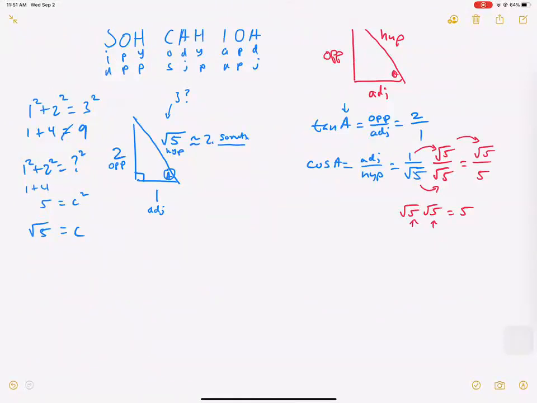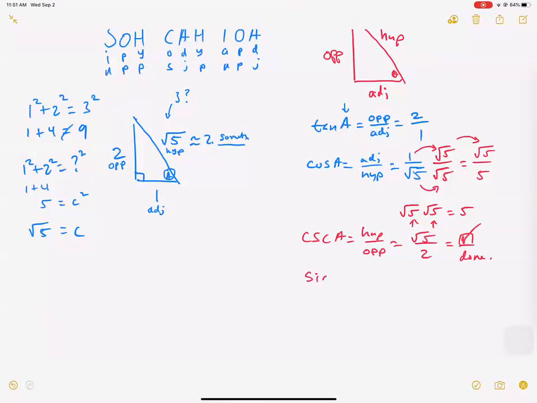Let's ask ourselves, what would cosecant be? Cosecant of A is hypotenuse over opposite. Hypotenuse is square root of 5, and opposite is 2. Are we cool with square roots on top? Yes, this is done. And let's go ahead and finish off the rest.